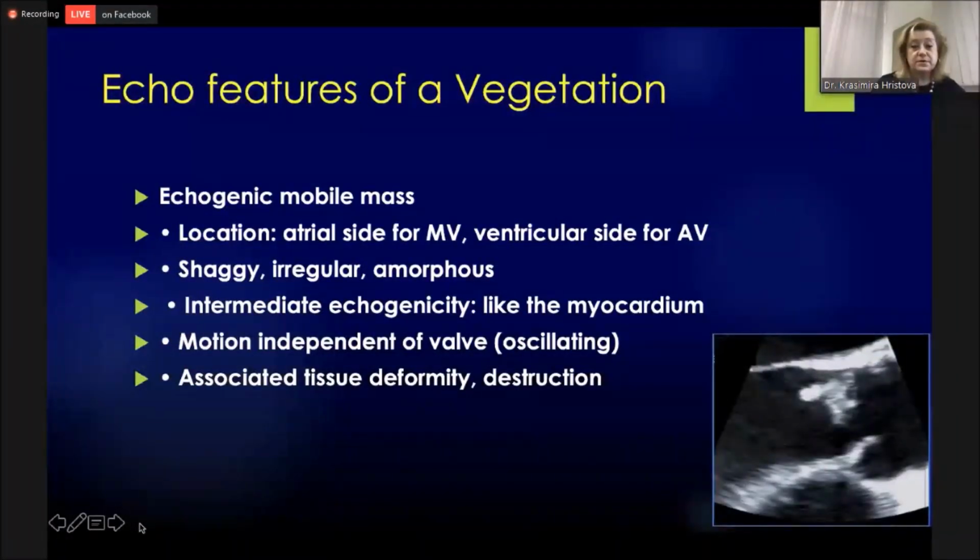Echo features of the vegetation: this is an echogenic mobile mass, located mainly on the atrial side of the mitral valve and the ventricular side of the aortic valve. It is very shaggy and irregular, most of the time amorphous, with intermediate echogenicity, looking like the myocardium. Its motion is independent of the valve. It is oscillating and very often associated with tissue deformation and destruction of the valves.